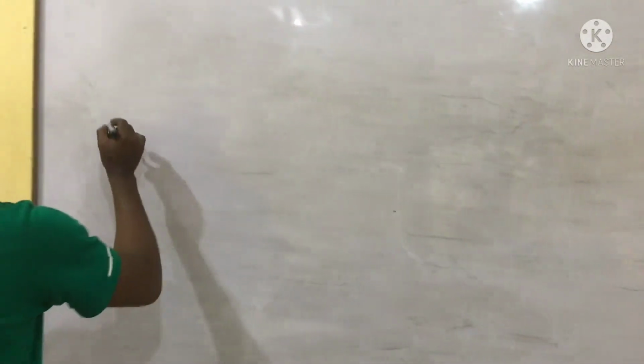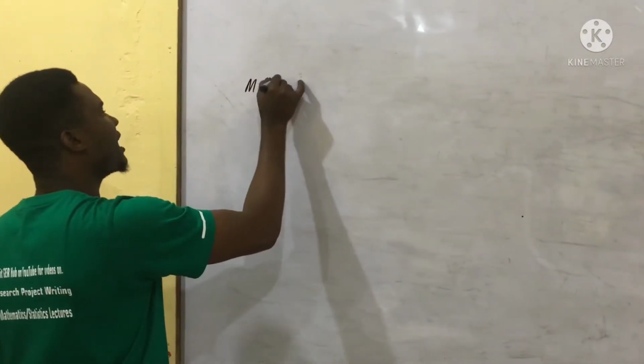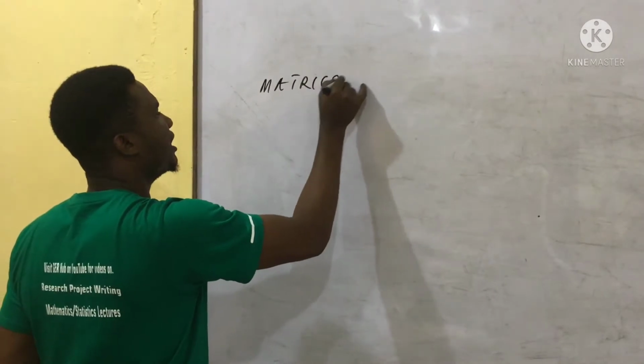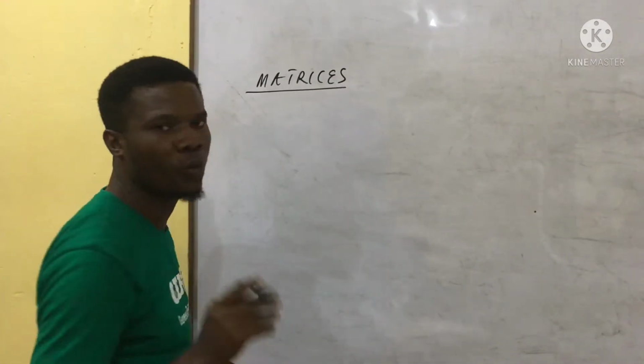Okay, so three things will be done in this video: the definition of a matrix, followed by the order of a matrix, and then the specification on location of elements in a matrix. So let us begin. Our topic is matrices. Now take note, matrices is plural for the word matrix.